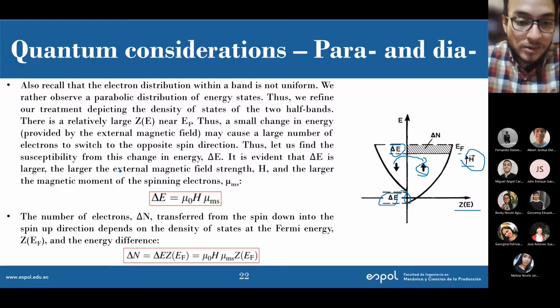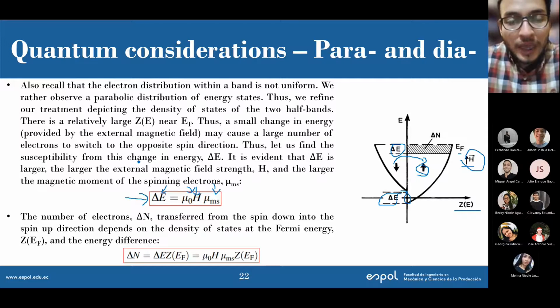So this is the equation that allows me to relate the magnetic field strength with that change in energy and the magnetic moment of the spinning electrons. You already know what that means. Okay?